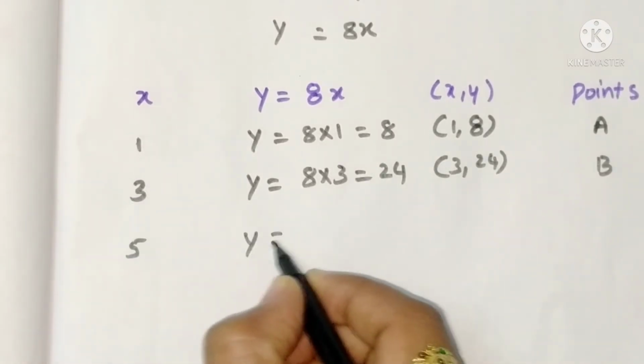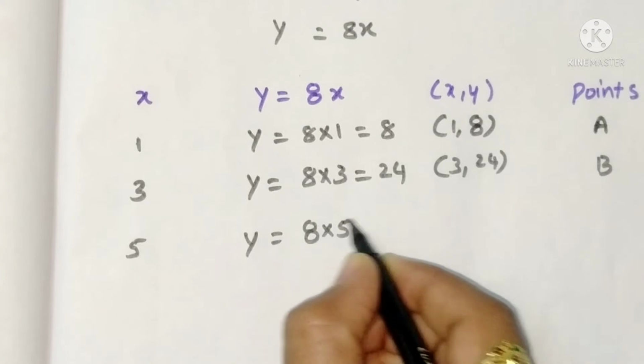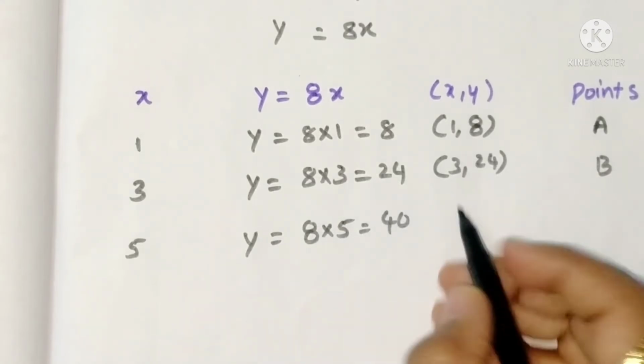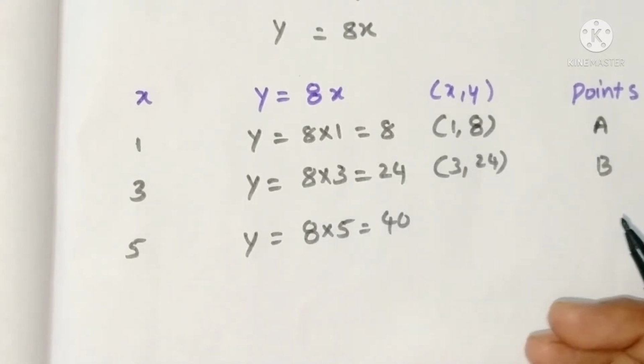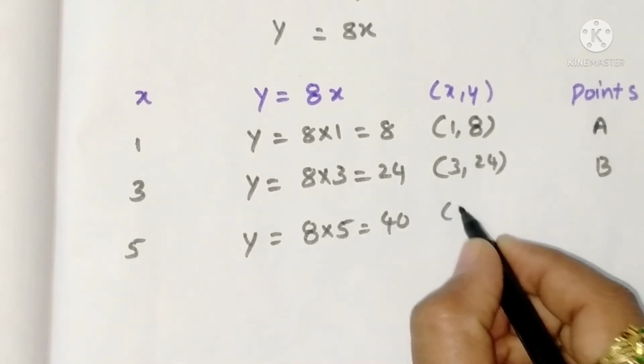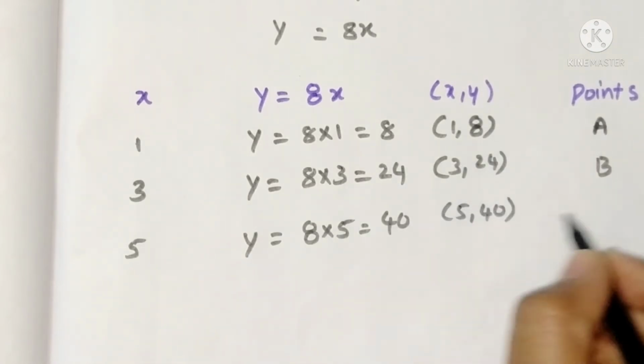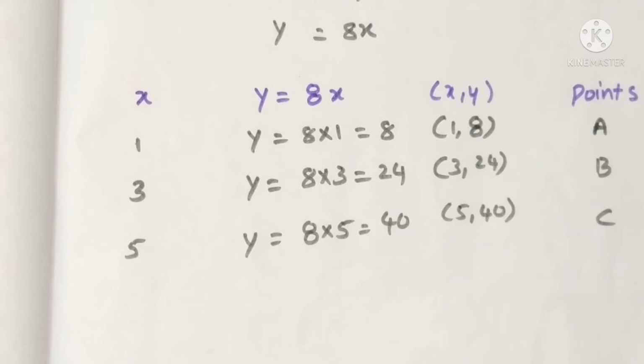Now 5. y equals 8 into 5, 40. Or 6, 7, whatever it is, you can take any value. 5 comma 40. Now we have to represent these 3 points on the graph.